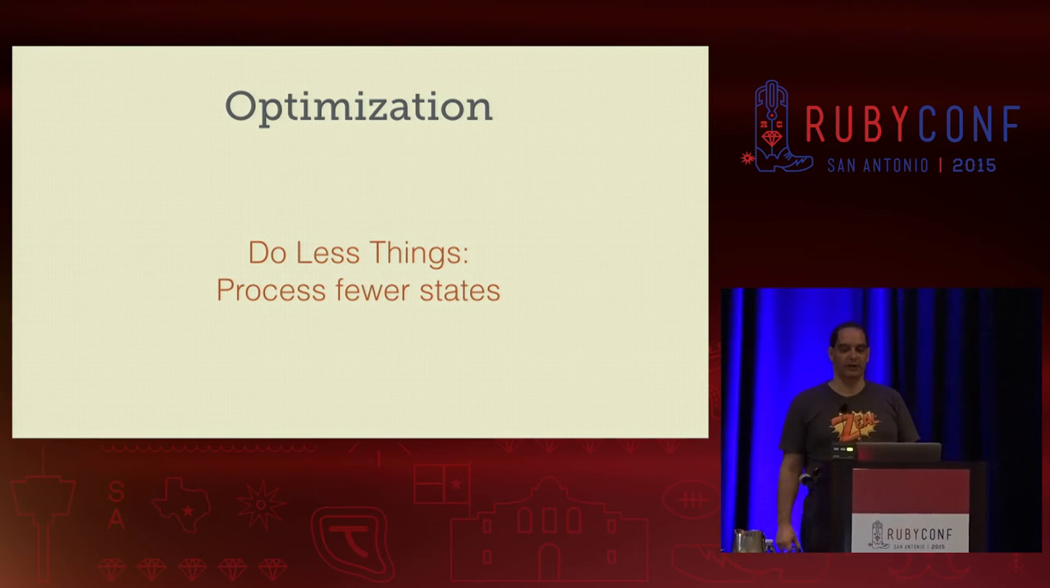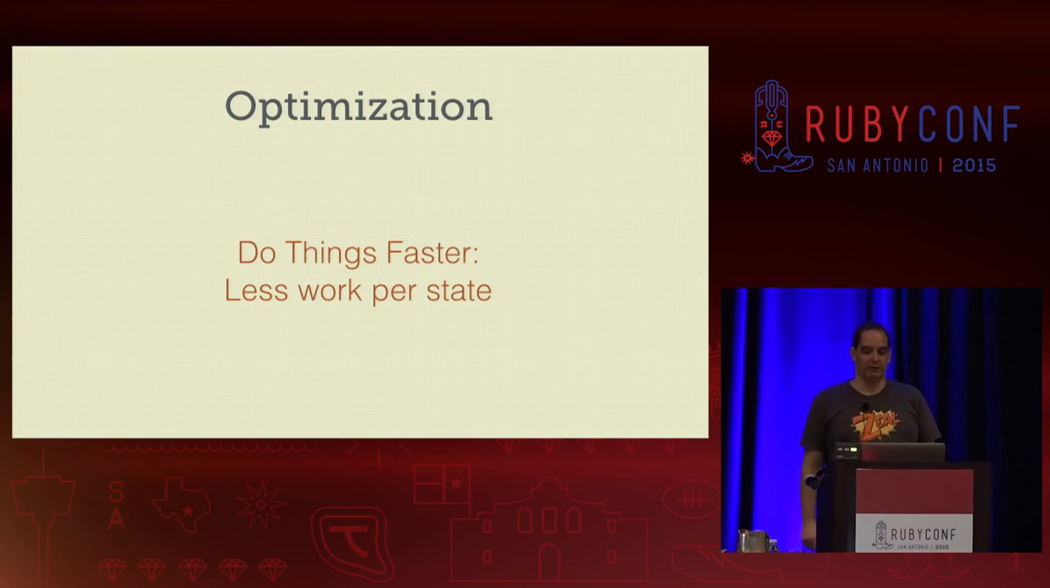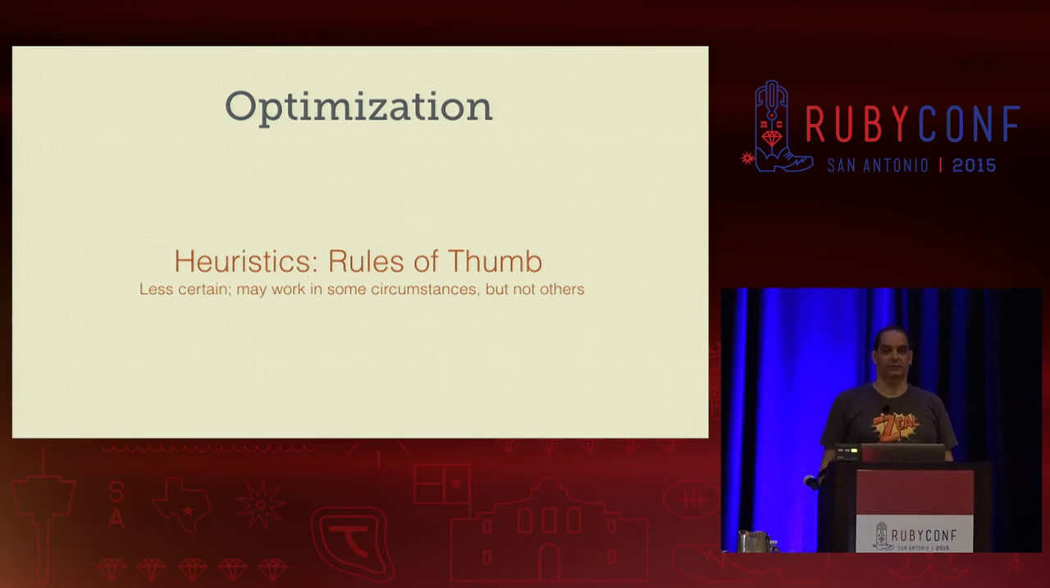Can we find ways to do that and get away with it? Doing things faster would be doing less work per state or doing that work faster somehow. And heuristics, really, that's a fancy name for a rule of thumb. And the thing about heuristics or rules of thumb is that sometimes they work and sometimes they don't. You might find a rule of thumb that works almost all the time.